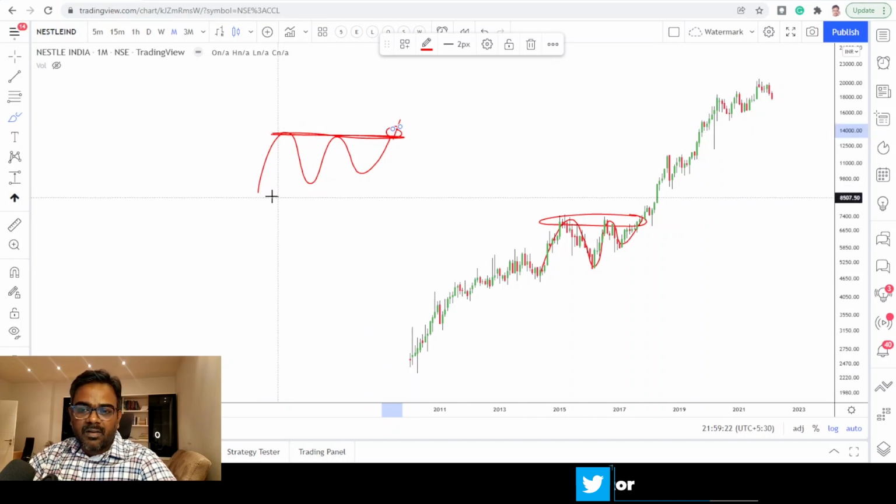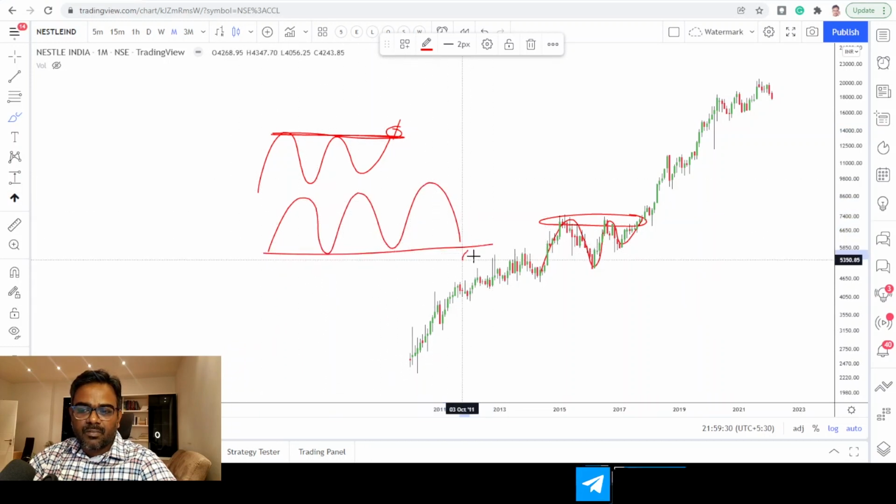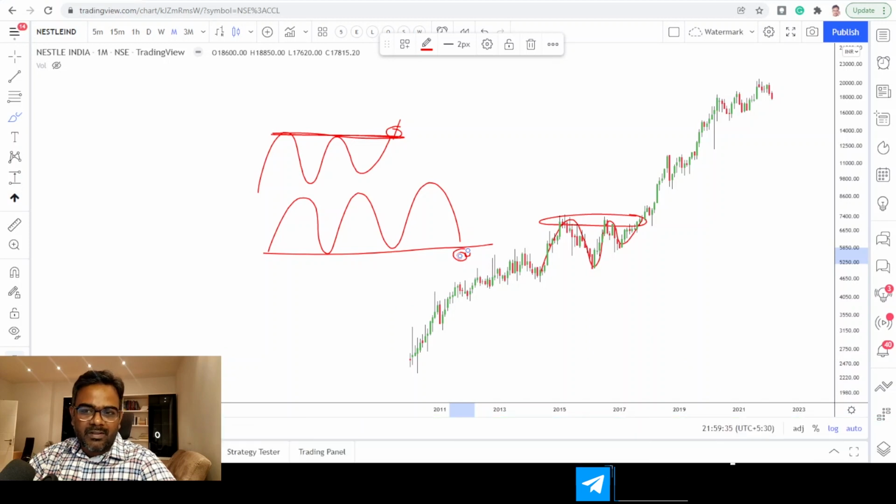And the other way around is you do not want to be holding stocks which are going like this, and then it breaks down from this point. That should be your exit point from there. You should not be holding stocks which are going down. So I want to conclude with that short conclusion: do not hold stocks which are going down like this.